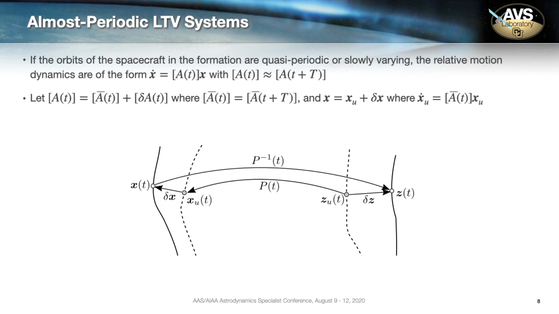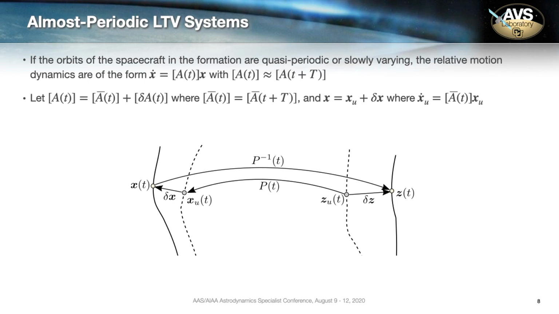Again, this work applies to cases where the spacecraft and the formation are in quasi-periodic or slowly varying orbits. This has a wide range of applicability. For such orbits, we can show that the relative motion dynamics are in this linear time-varying form with an almost periodic plant matrix. So we'll factor the plant matrix into a periodic term, A bar here, and the smaller deviations, delta A, that prevent it from being periodic. And as a result, we can obtain a dynamical system that is similar to X, this XU system here. It has a periodic plant matrix.